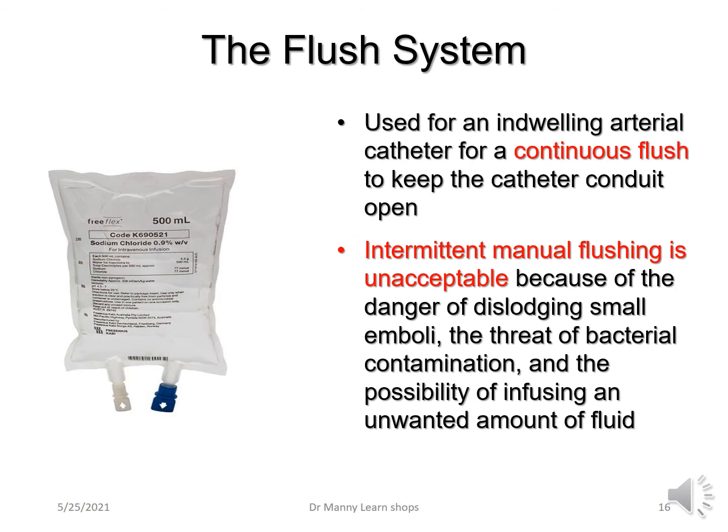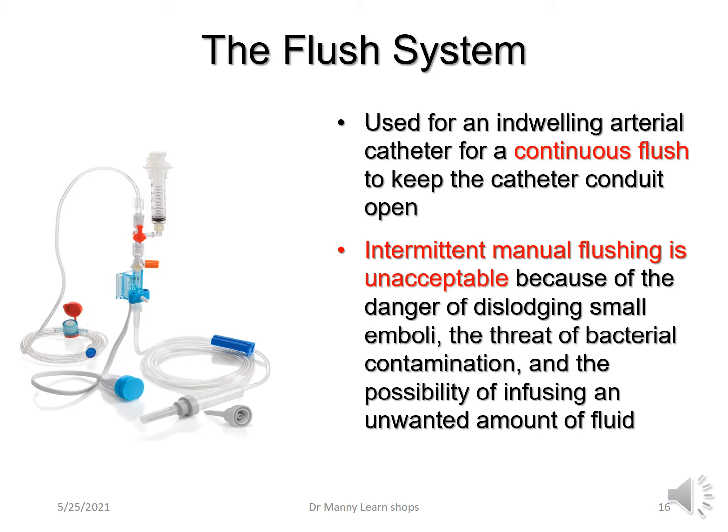The flush system. What's the flush system? The flush system uses an indwelling arterial catheter for a continuous flush to keep the catheter conduit open, patent. Intermittent flushing is unacceptable because of the danger of dislodging small emboli into the artery, providing a threat of bacterial contamination, and possibly infusing an unwanted amount of fluid. That is the flush system for an arterial catheter.